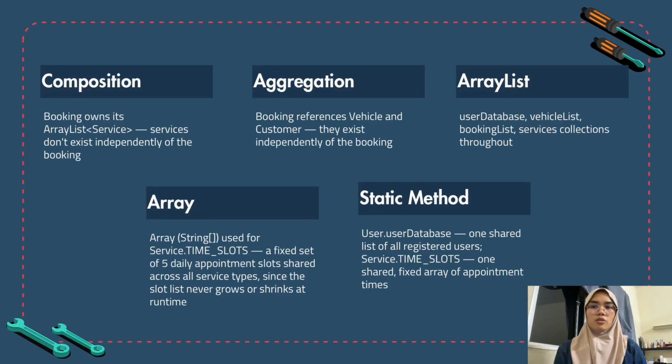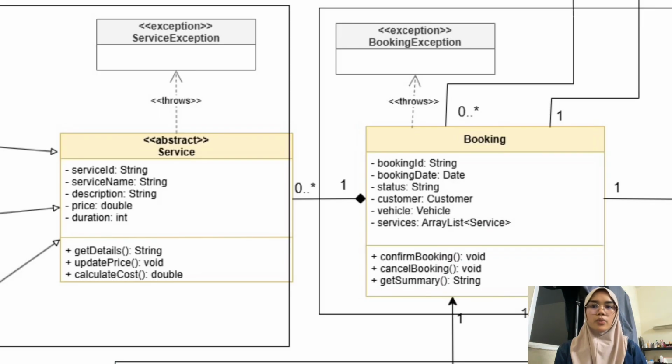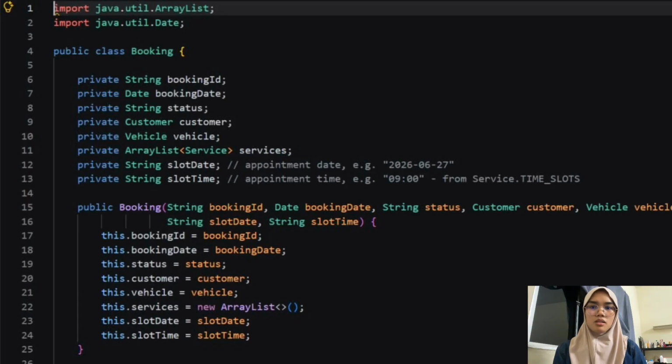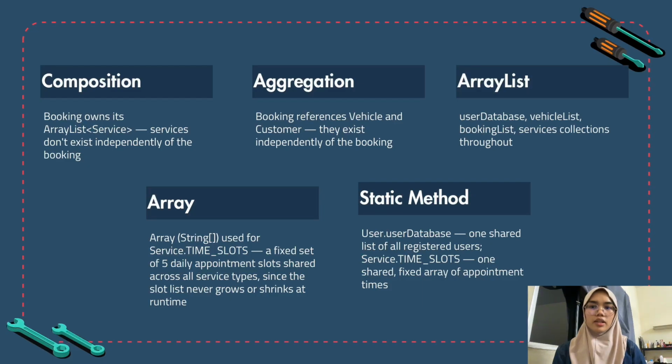So for the next OOP concept, we have composition. Composition is used between the booking and service classes. The booking class contains an ArrayList of Service named services, which stores all the services selected for a particular booking. The services are created specifically for that booking and cannot exist independently within the system. If a booking is cancelled or removed, all services associated with that booking are also removed. This shows that the booking class has complete ownership over the service objects.